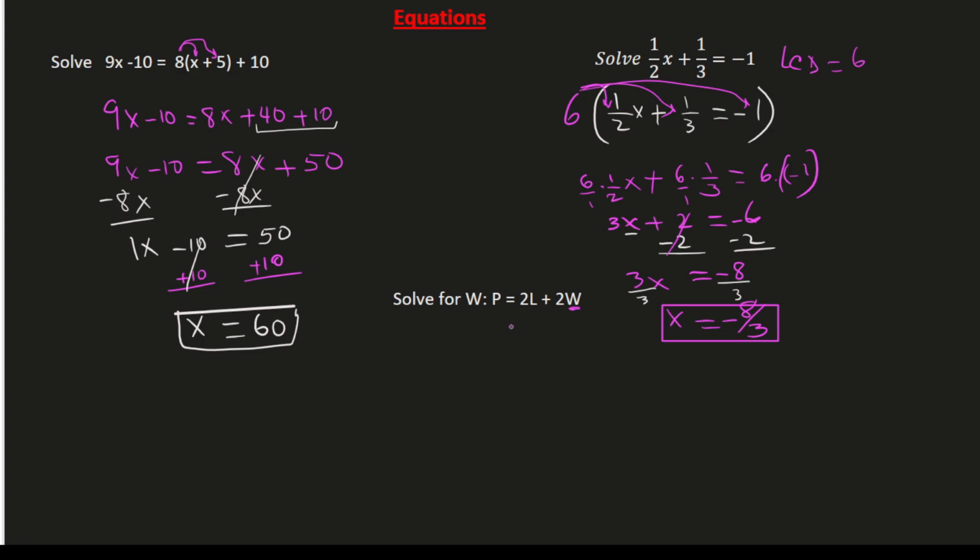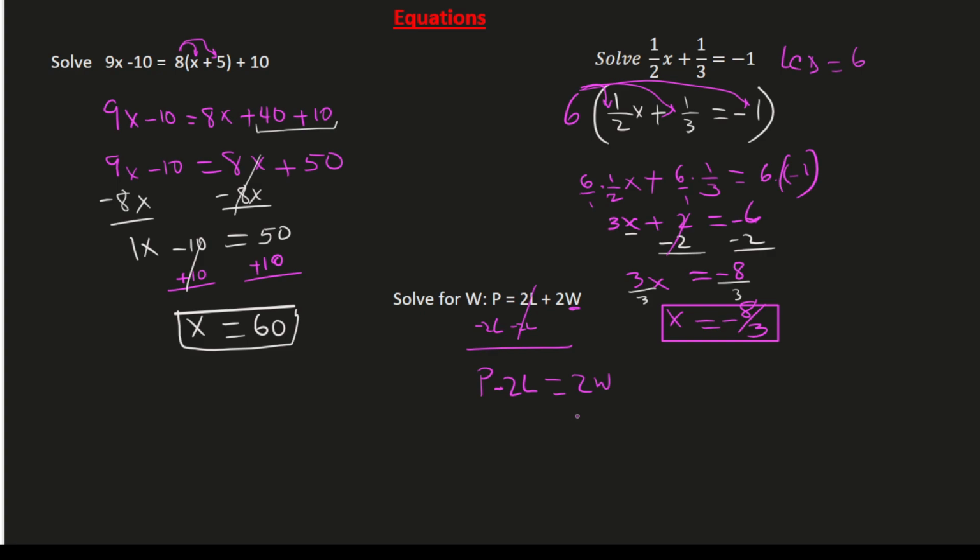So we get P equals 2L plus 2W, and I'm moving this 2L over here. Whatever I do here, I do the same there. Minus 2L under P. Now, minus 2L plus 2L is 0. But we get P minus 2L now. P minus 2L is equal to 2W. You see that here?